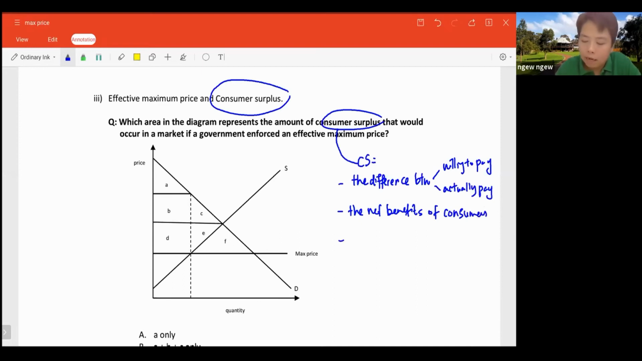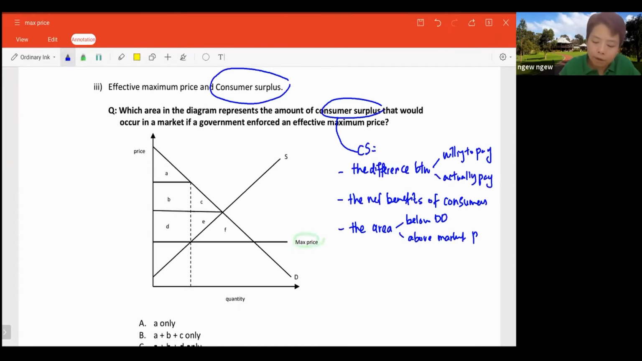And lastly, consumer surplus is the area below demand curve. Demand curve indicates what they are willing to pay, and above market price. Market price is showing what they are actually paying. So now, when you see this maximum price is effective, again, label, at this maximum price, when it touches a supply curve, this is your QS. When it touches a demand curve, this is your QD.